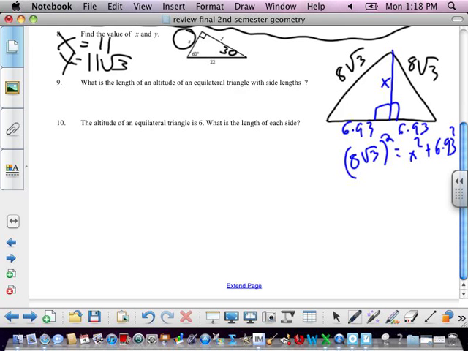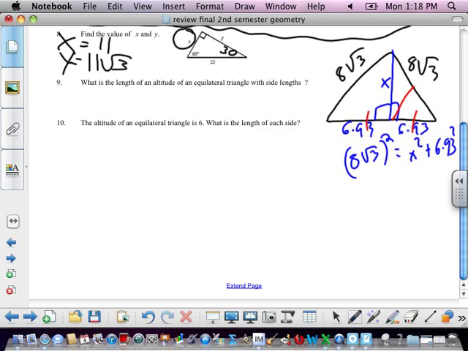Yes? The geometric mean would not work for this because to get the geometric mean, you have to cut from the hypotenuse through the 90-degree angle, which would give you this, which you don't need. You're looking for the altitude. Yes? I took 8 square root 3 and divided it by 2, because these sides are both equal.